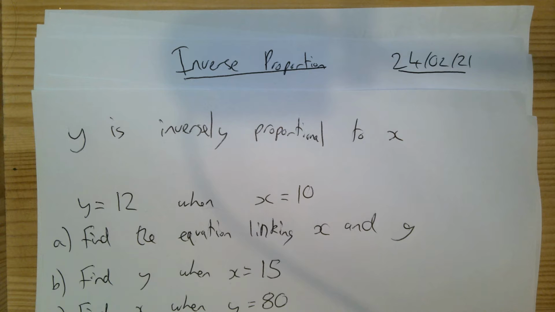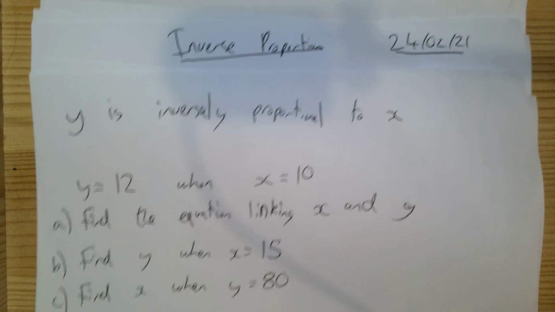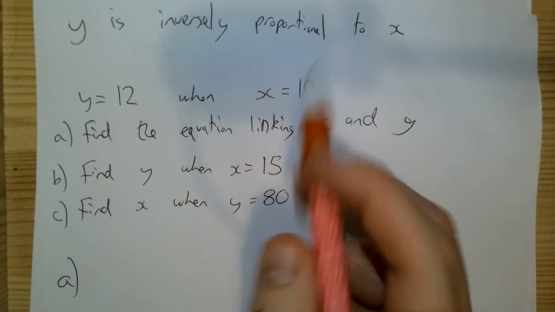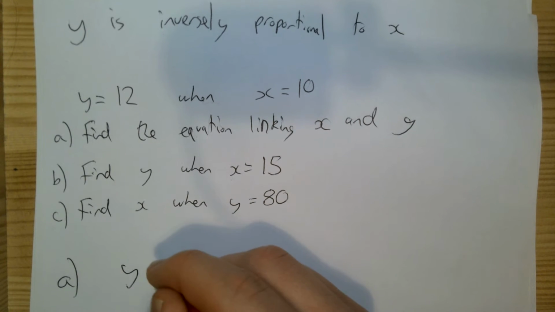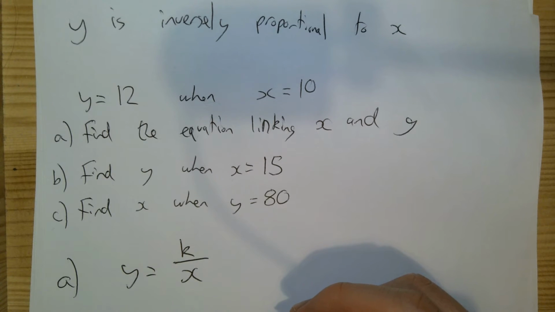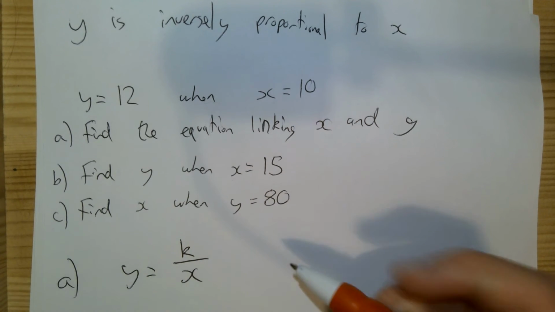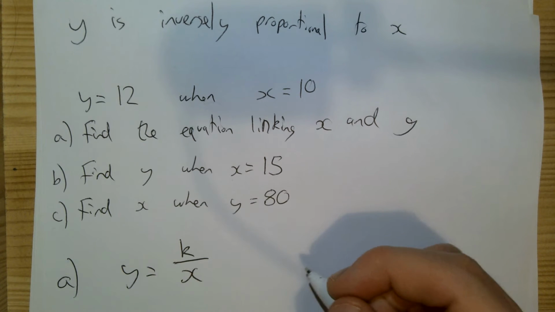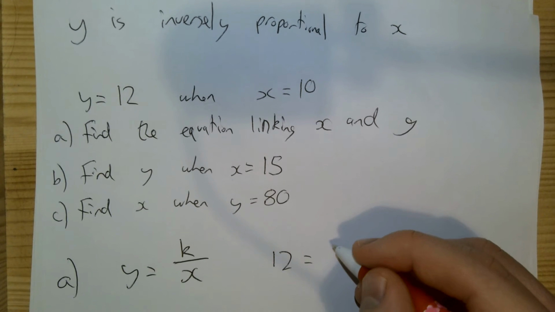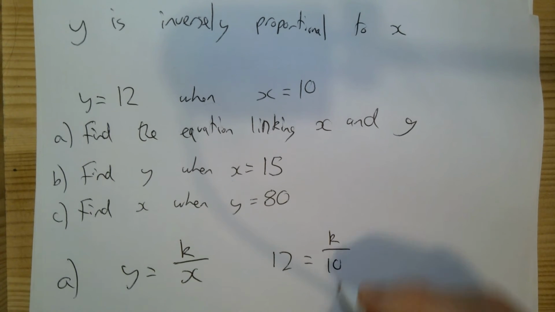So if y is inversely proportional to x, and y equals 12 when x equals 10, first we're asked to find the equation linking x and y. What you need to remember is, as soon as you see that y is inversely proportional to x, you're going to write y equals k over x. And then the next thing you're going to write, if you've been given two values as we have here, is that same rule again, but with those values substituted in. So 12 is going to equal k over 10.